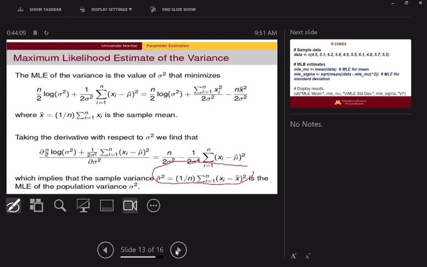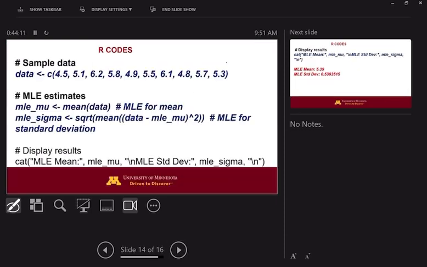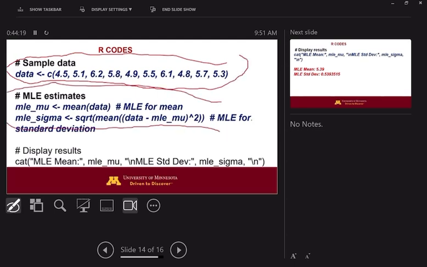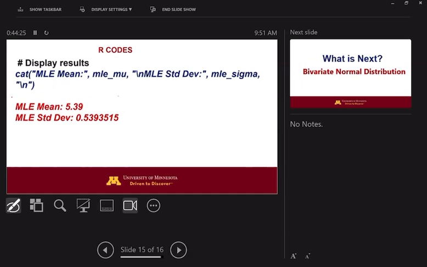Now, how do I do this in R? If I want to do this in R, this is my data set. This is the code for maximum likelihood. And at the end of the day, when I run that, it's just going to display the mean and the standard deviation. Look at that.